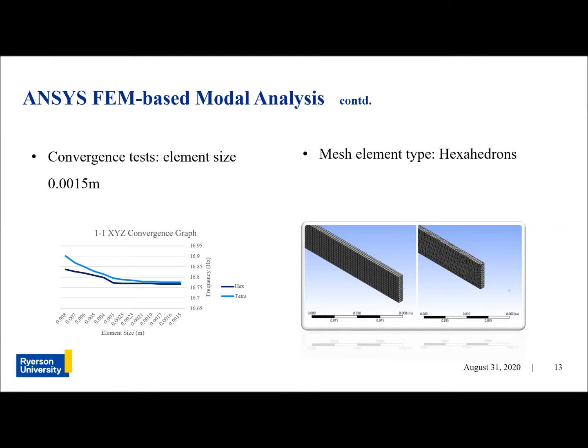The number of hexahedron elements, when compared to tetrahedron, is found to be almost 3 times larger when the same and smallest element size is used. This difference in number of elements was the only factor that convinced me to select hexahedron as the main mesh element type, because the difference between the frequency results obtained from hexahedron and tetrahedron elements is negligible. The image on the right shows the difference between hexahedron and tetrahedron mesh type when applied to the beam sample.